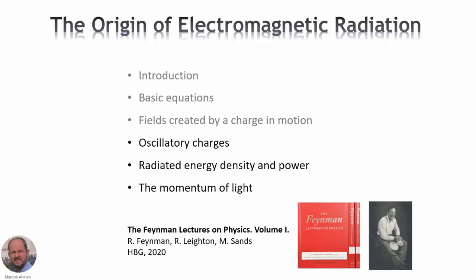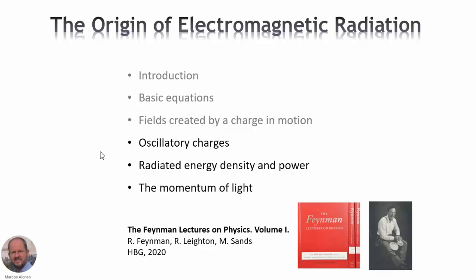Hello everyone, welcome to this presentation entitled The Origin of Electromagnetic Radiation. This is the second part of this topic. In the first presentation, we have seen an introduction. We have also seen the basic equations of electromagnetic radiation, and also we presented the fields created by a charge in motion, and we discovered that the electromagnetic radiation is always produced by the accelerated movement of a charge.